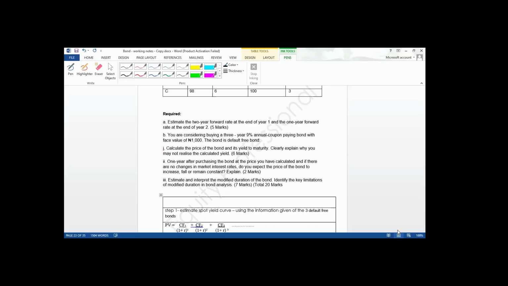So your answer is the price of the bond will be expected to fall. This is because the bond is issued at a premium, and the bond will mature at its face value. Let me copy the answer and give you.